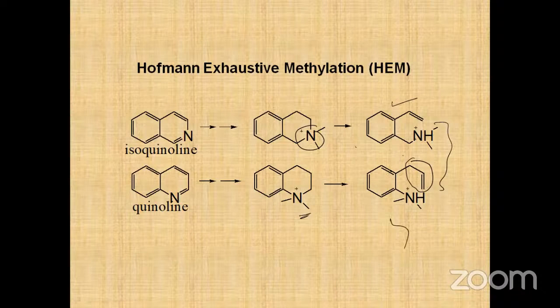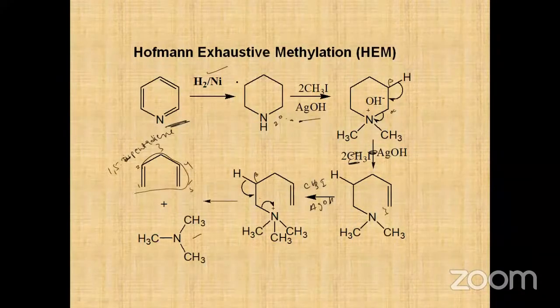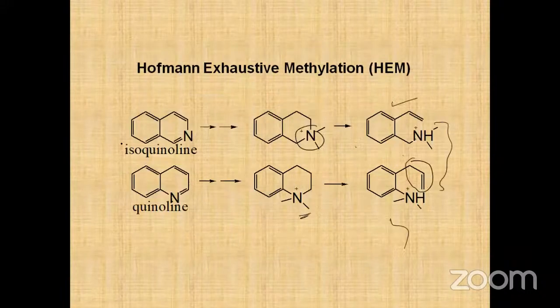Okay. Now, here the only reagent: first, in the Hofmann exhaustive methylation, the aromatic ring is converted into a fully saturated ring. That fully saturated ring is treated with methyl iodide and silver hydroxide. That leads to formation of the quaternary ammonium salt. Further, it is treated with methyl iodide and silver hydroxide. That leads to opening up of that saturated ring, and to the formation of an acyclic compound.